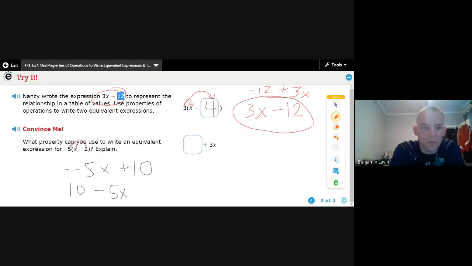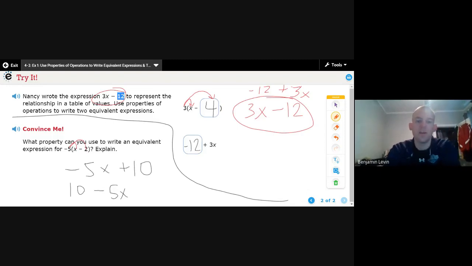Oh, this was for this. Yeah. So this was supposed to be here. That's what I thought. All right. So for this one, we wrote a couple of equivalent expressions here using distribution.